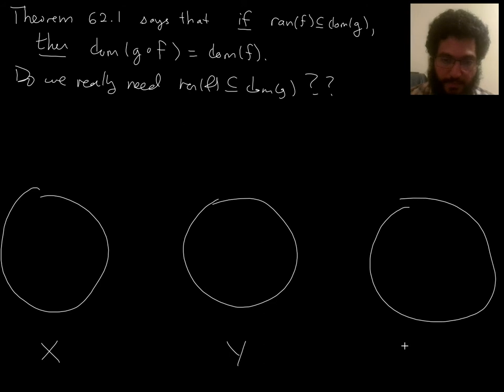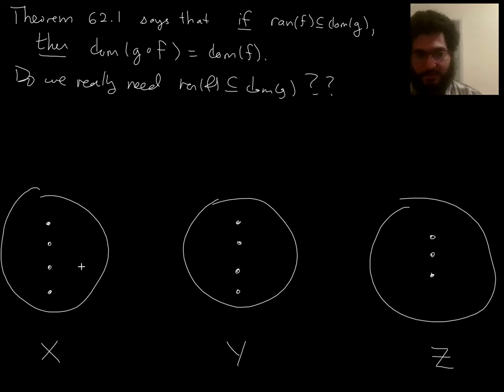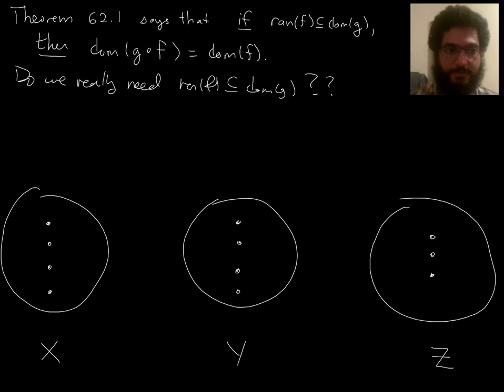So I'm going to define three sets, x, y, and z, and I'm not really going to define them. I'm just going to stick with pictures. So there's a bunch of dots here, some dots here, some dots here. It doesn't really matter how many, and I'm not going to label the dots. Just pretend they are distinct elements.